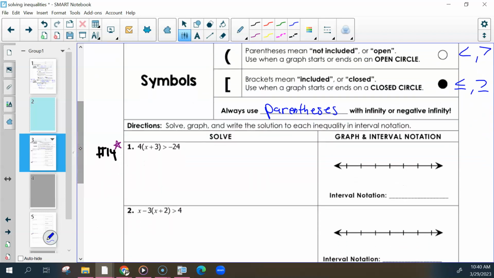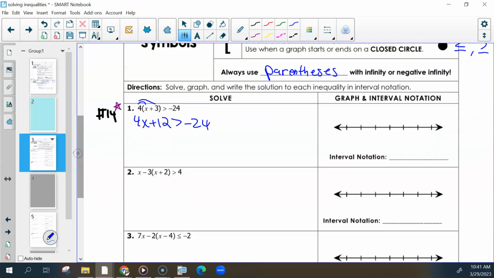So looking at number 1, how would we start that? Distributing. That's not the only way you could do this, because you could divide both sides by 4, but that doesn't always work. But distributing works. Then it's very much like the problem we just did. Get rid of the 12 by subtracting. Get rid of the 4 by dividing. When I divide both sides by 4, will the sign change? No.